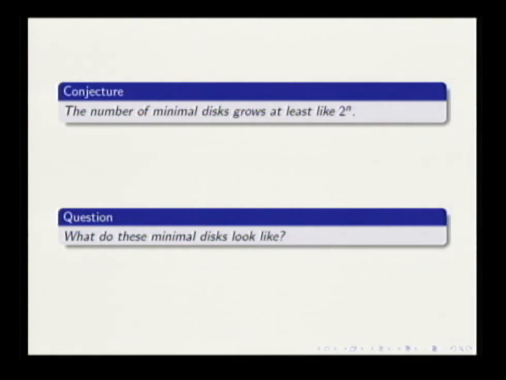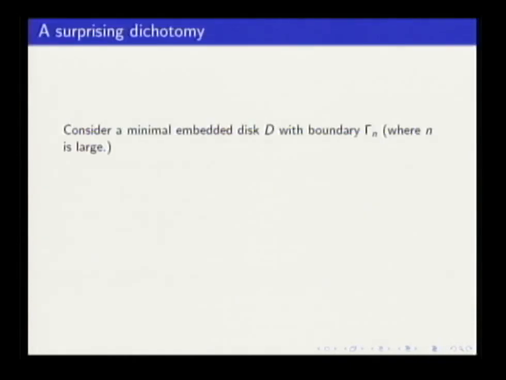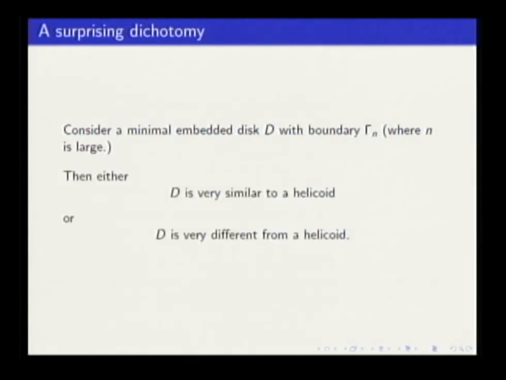So can we understand anything about what these disks look like? What do these minimal embedded disks look like? I have a sort of a partial answer to that question. I know something about what they look like. So consider a minimal embedded disk with that boundary where n is very large. And then a very surprising thing happens. It turns out either that disk is very similar to a helicoid or it's very different from a helicoid. It can't be sort of like a helicoid. It's either very much like a helicoid or totally different from a helicoid.